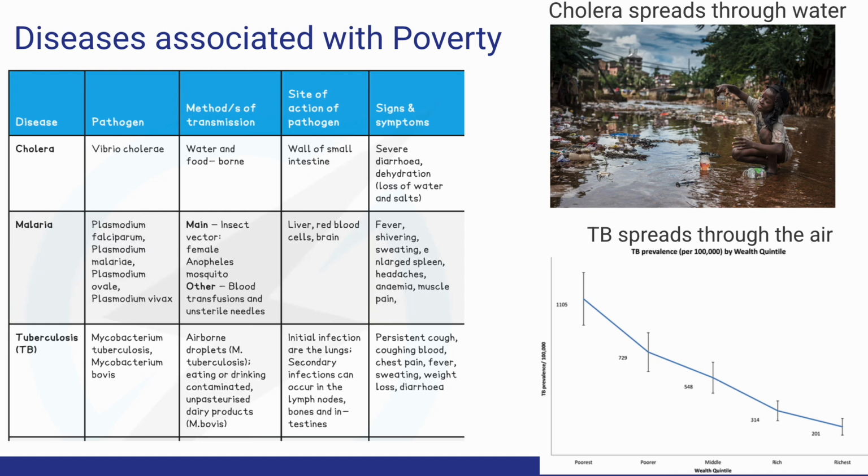Malaria is transmitted by an insect vector, usually a female mosquito, but it can also be passed through blood transfusions and unsterile needles. The site of the pathogen is going to be in the liver, red blood cells, or even the brain. Signs and symptoms include fever, shivering, sweating, an enlarged spleen, headaches, anemia, and muscle pain.